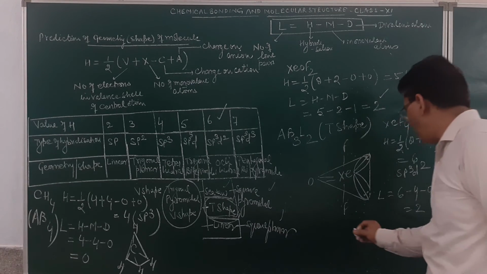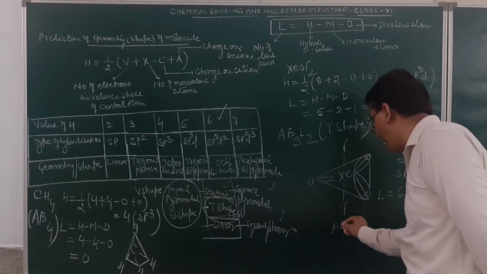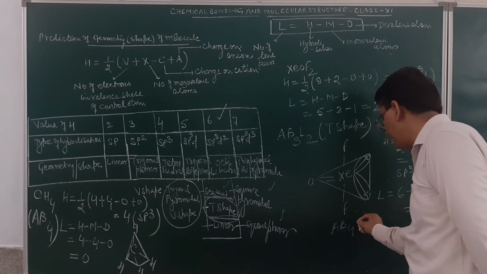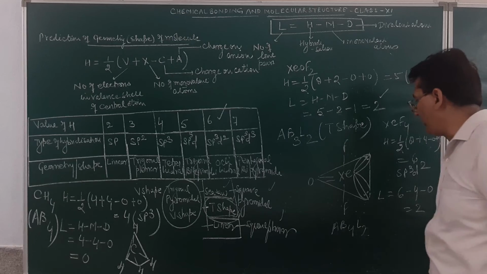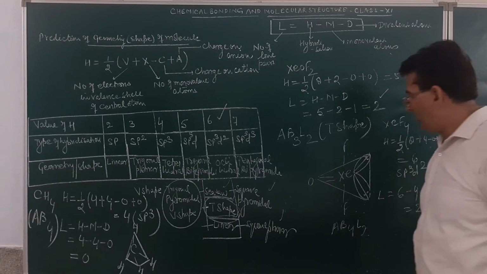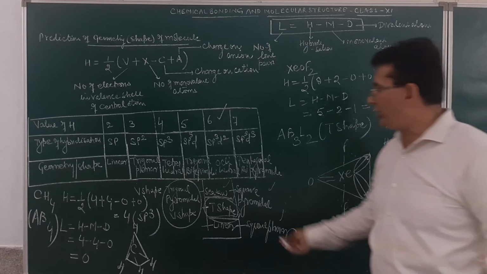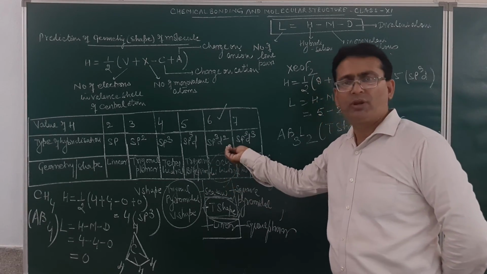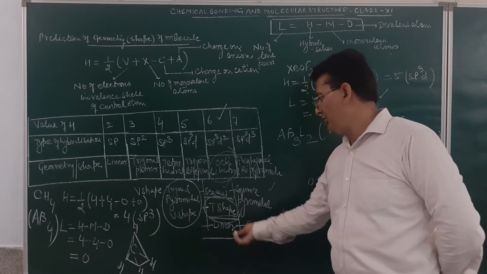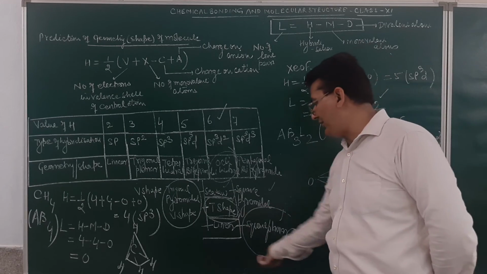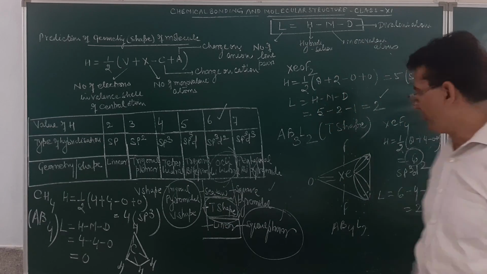The shape of the molecule will be of what kind? 4 bond pairs and 2 lone pairs. So it is a molecule of the type AB4L2. With hybridization 6, the molecule will have what geometry? Octahedral. But it has 2 lone pairs. So with the 2 lone pairs, it will acquire what geometry? Square planar.